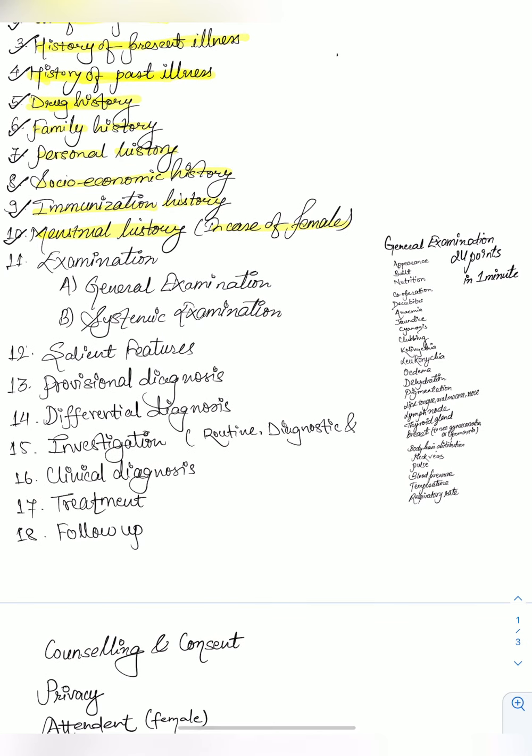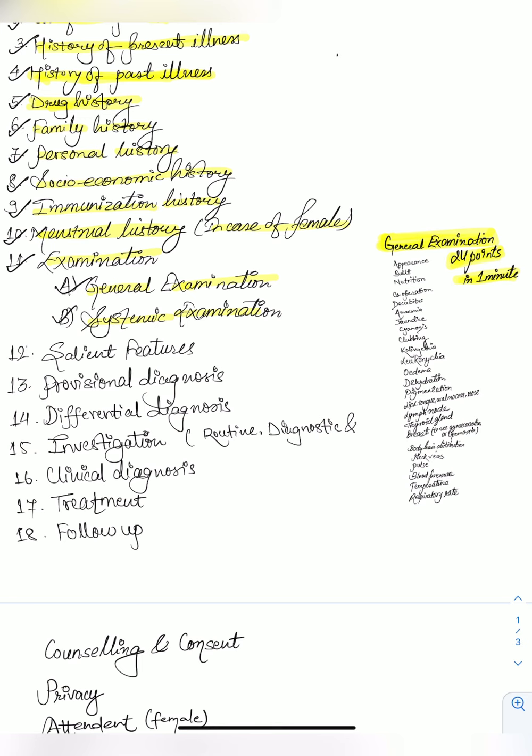Then we come to examination. Examination is of two types, that is general examination and systemic examination. In the beginning, we should note that in general examination there are altogether 24 points, which our professors or teachers ask us in examination, and we should remember all those points. There is a very easy way to remember them, and in 1 minute you can remember all of them.